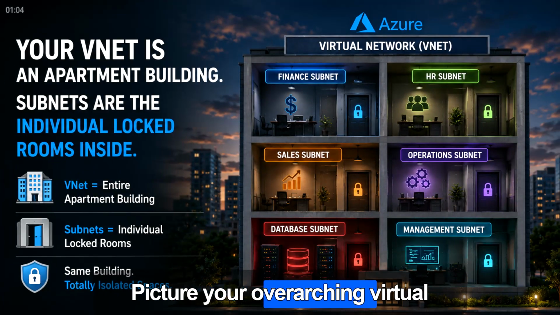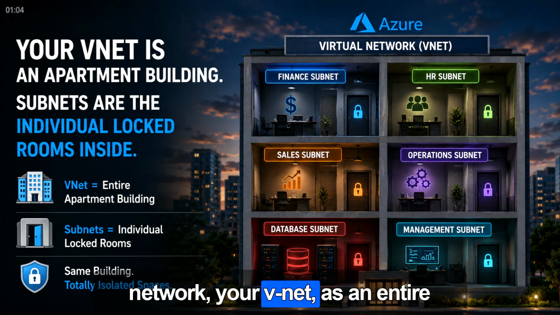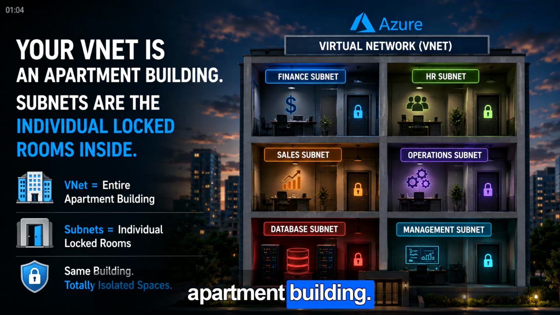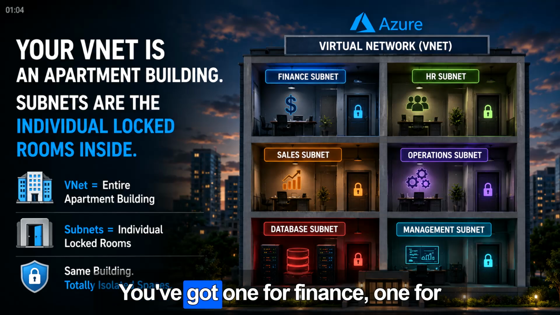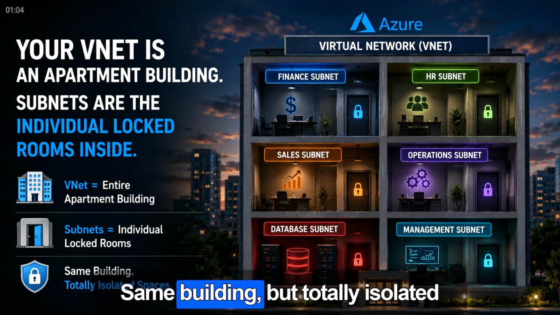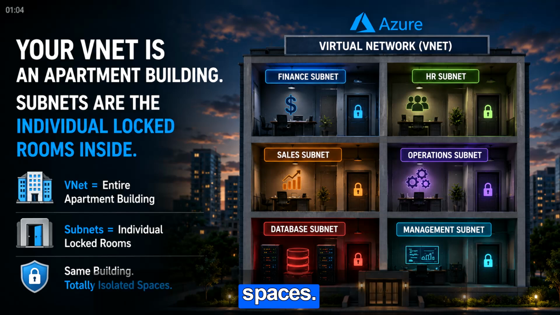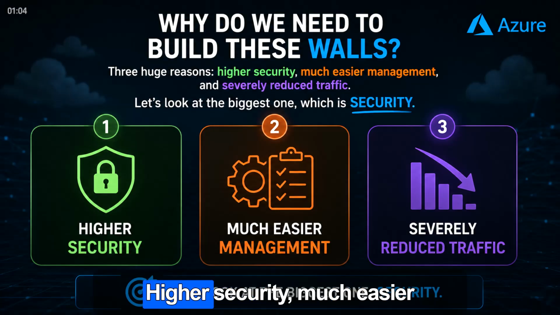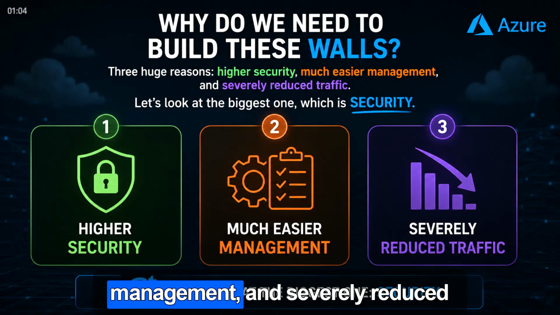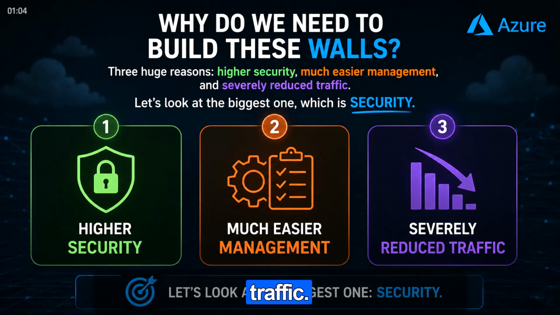Picture your overarching virtual network, your VNet, as an entire apartment building. Subnets are the individual locked rooms inside that building. You've got one for finance, one for HR. Same building, but totally isolated spaces. Why do we even need to build these walls? Three huge reasons: higher security, much easier management, and severely reduced traffic.